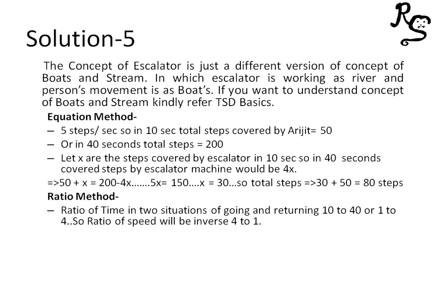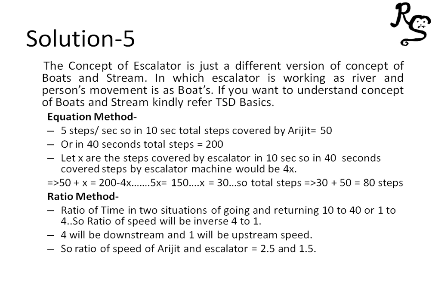Ratio method. We know it is given that in both situations how much time is being taken by Arjit. It is 10 seconds to 40 seconds. The ratio would be 1:4. Now the ratio of speed would be inverse of the time in both situations, that will be 4:1. So if we correlate it to downstream and upstream, the downstream speed is 4 and the upstream speed is 1. Accordingly, the speeds of Arjit and the escalator would be 2.5 and 1.5.